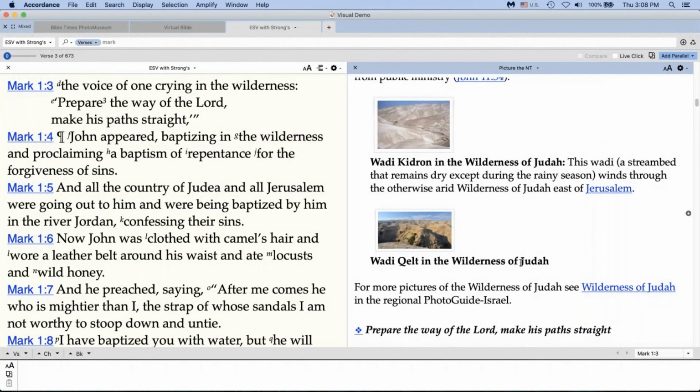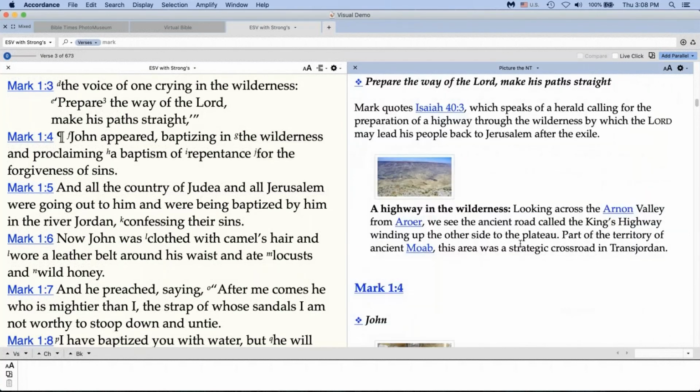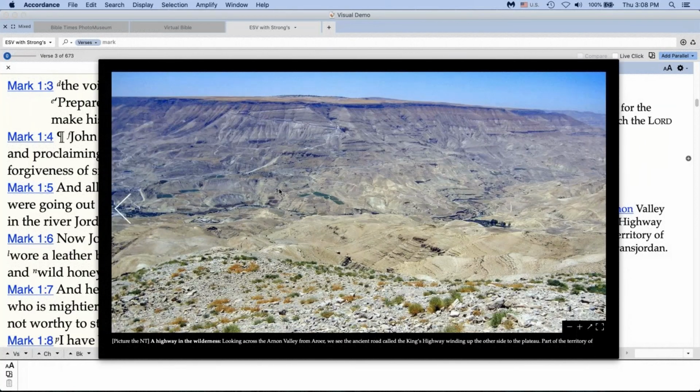And then, prepare the way of the Lord, make his paths straight. And here we see a highway in the wilderness. I believe this is in Jordan, but you see here the road on this deep gorge. I think it's the Arnon Valley in Jordan, mentioned in the Bible.